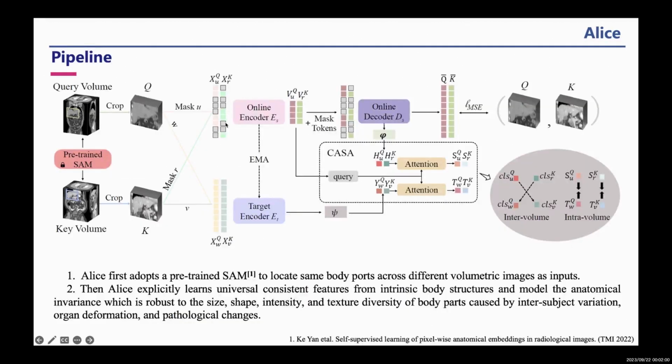To begin with, ALICE employs a pre-trained SAM to locate the same anatomical body parts from two different volumes, which we term as inputs Q and K. Then 4 different data augmentations are adopted to generate 4 different views. Here, U and R denote random masking.